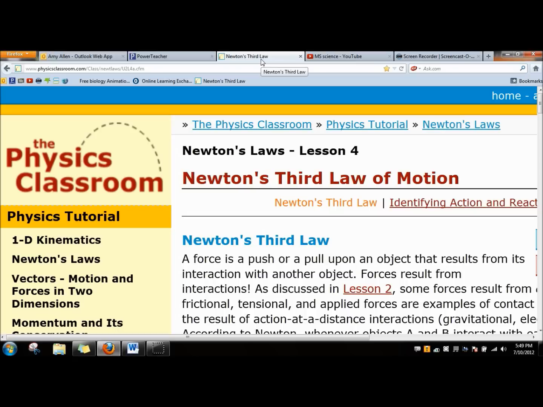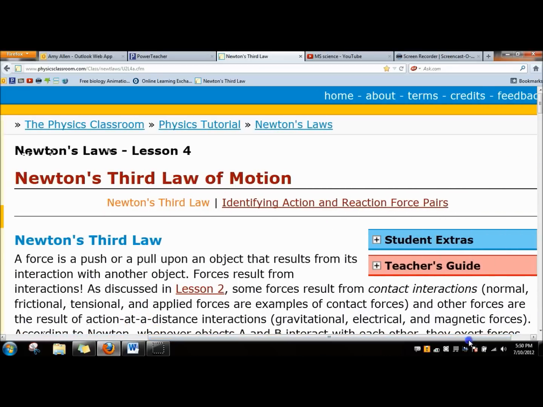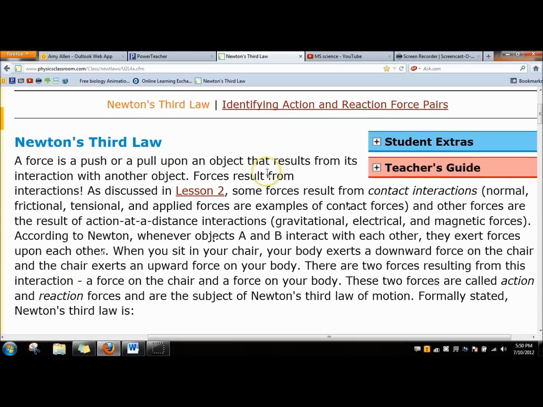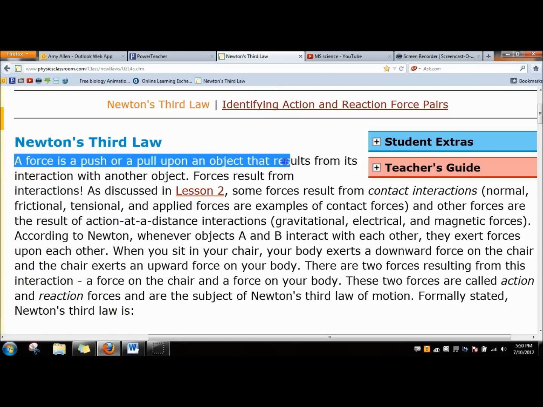And by the time you get to those real-world examples, I want you to be able to pick out the different parts of Newton's third law and put them together in the way that the law is stated. So the information we're talking about is from a website called the Physics Classroom. And this is what the Physics Classroom has to say about Newton's third law. We know that a force is a push or a pull upon an object that results from its interaction with another object. Forces result from interactions.